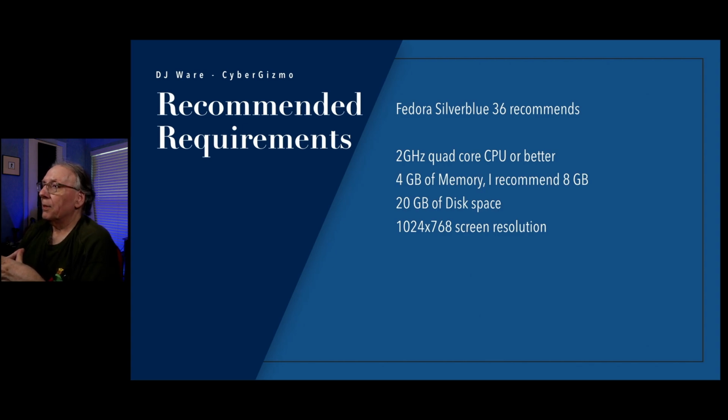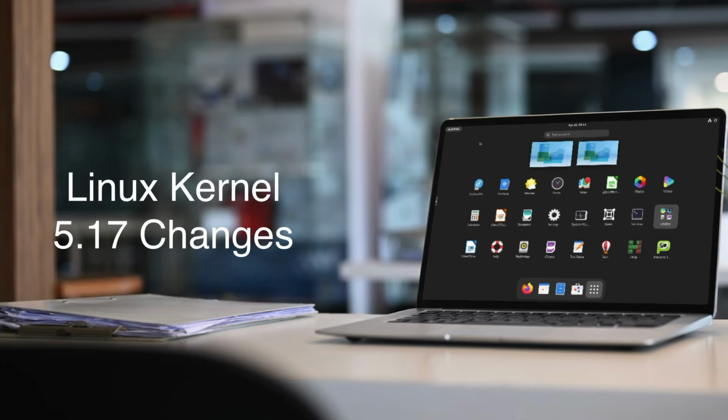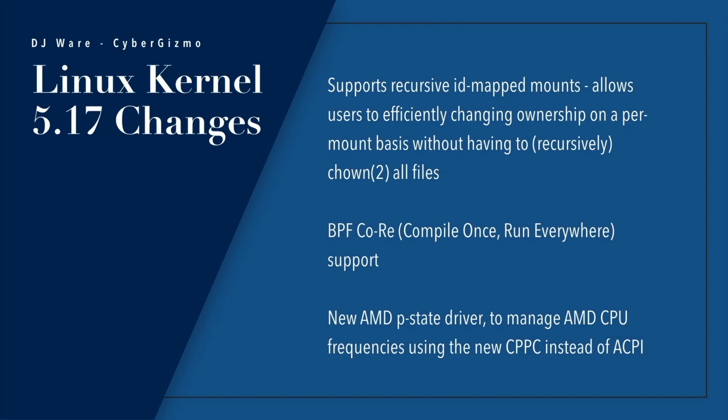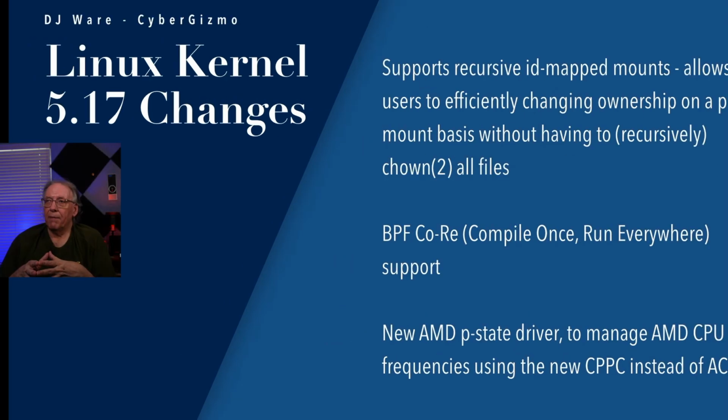Recommended, however, is a 2 gigahertz quad core and 4 gig of memory. However, I would say 8. Again, I saw thrashing using 4 gig, just going through the install process. So I know that anything I do is just going to make that worse. 20 gig of disk space, and again, 1024 by 768 for your screen resolution. These are the same if you watch the video on the Fedora 36 workstation, but I'll go over them again in case you haven't seen that video. If you have seen it, just skip this chapter.